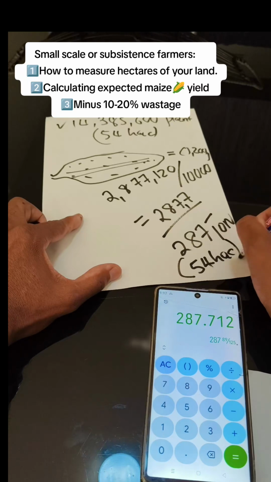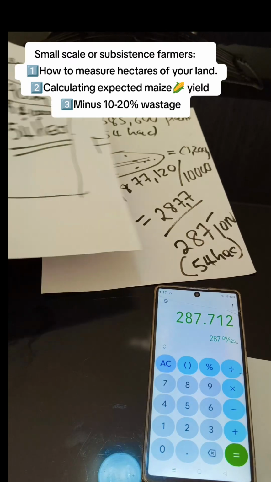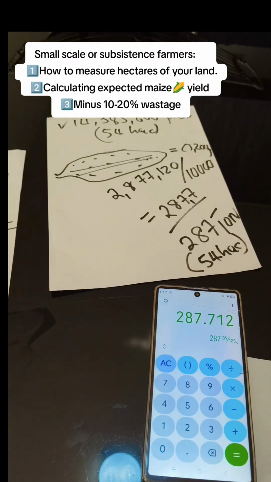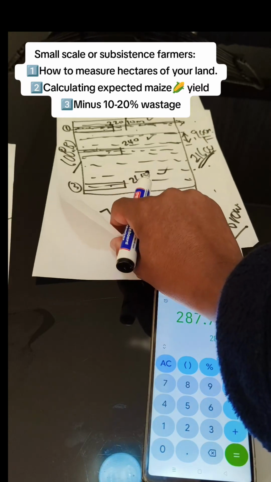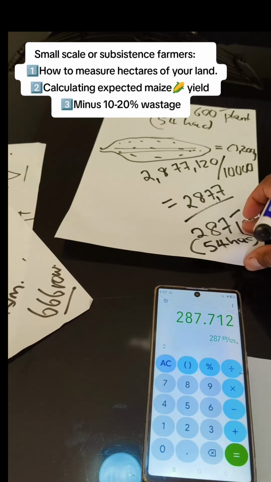For those of you who didn't understand, you'll just keep on revisiting it again and again. You calculate the hectareage of your land, you calculate the spacing and the number of plants, and then you calculate how much tonnage you get.